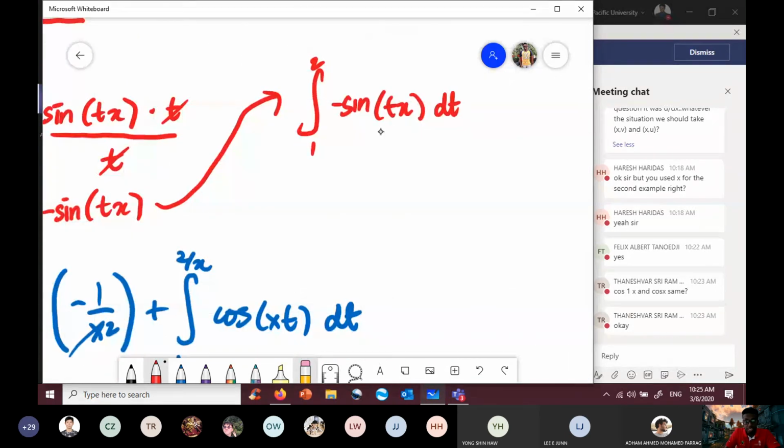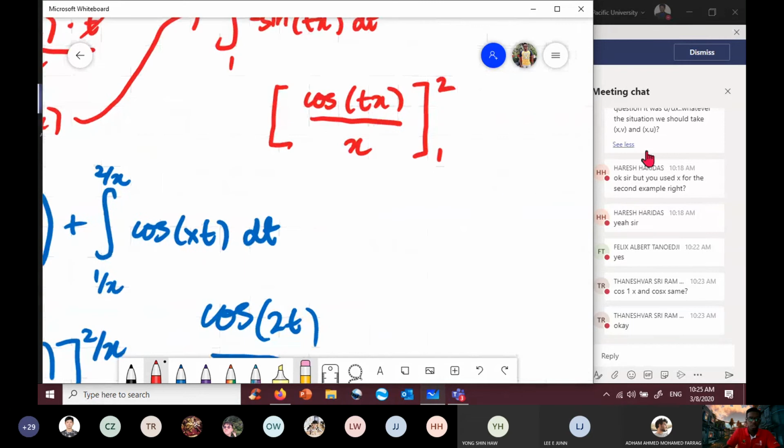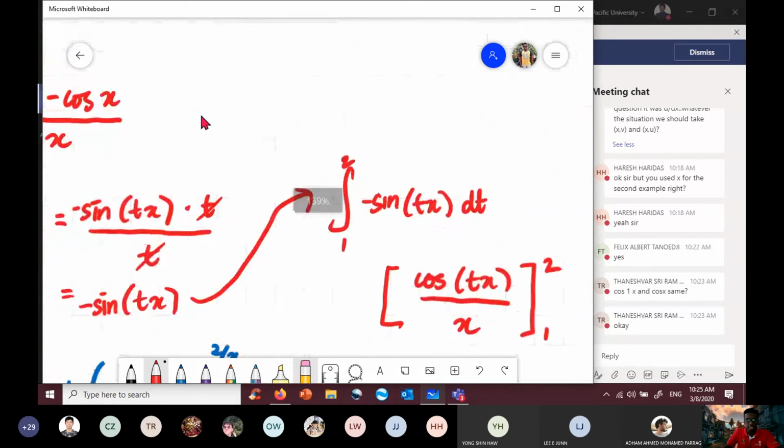So if you integrate negative sine t, the negative sign, if you integrate, you go back in reverse, you get cos. So cos tx divided by, right now you're integrating with respect to t, so your constant is x. So divide by x. And the limit is from 1 until 2. So finally, when you put in 2 and 1, that is where you will get the final answer that I got here.